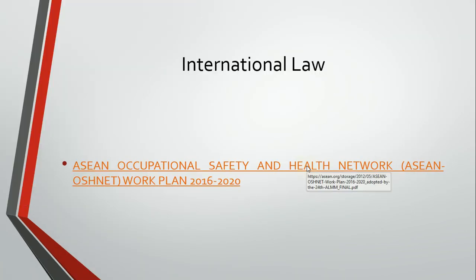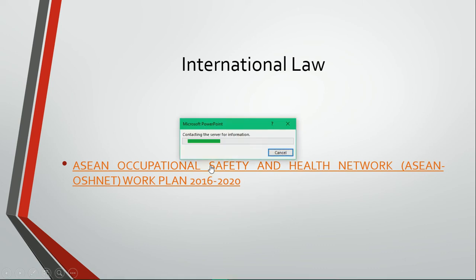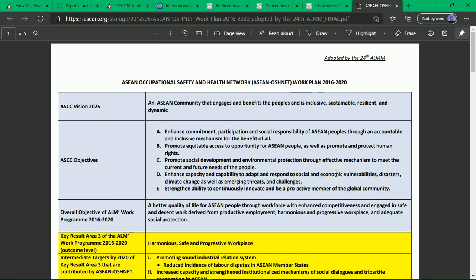So we also have the ASEAN Occupational Safety and Health Network. Since the Philippines is a member of ASEAN, we have a work plan for 2016 to 2020, but though it's already 2021, let's see what the work plan of the ASEAN OSH Net is. So this is the template.